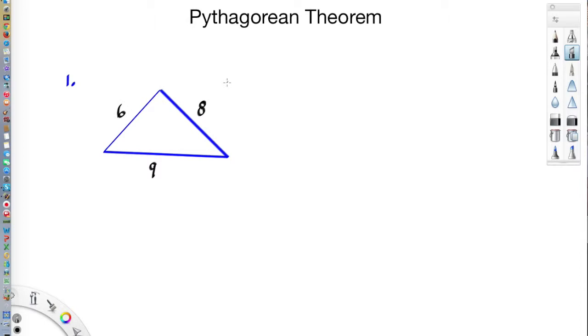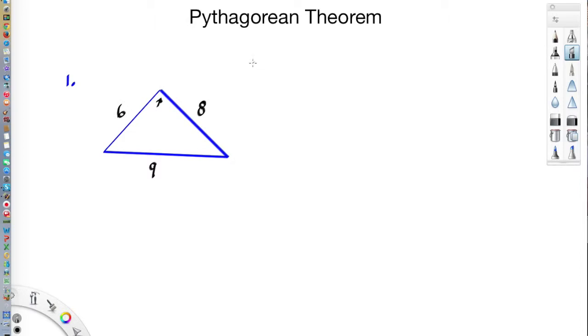Okay, boys and girls, let's take a look at the first problem. The first problem asks, do the following lengths form a right triangle? Well, let's plug them into the Pythagorean Theorem, and if they make the Pythagorean Theorem true, then we know that this must be a right triangle. First of all, I have to assume that they're implying that this angle right here is the right angle, and this is the hypotenuse since it's the longest side.